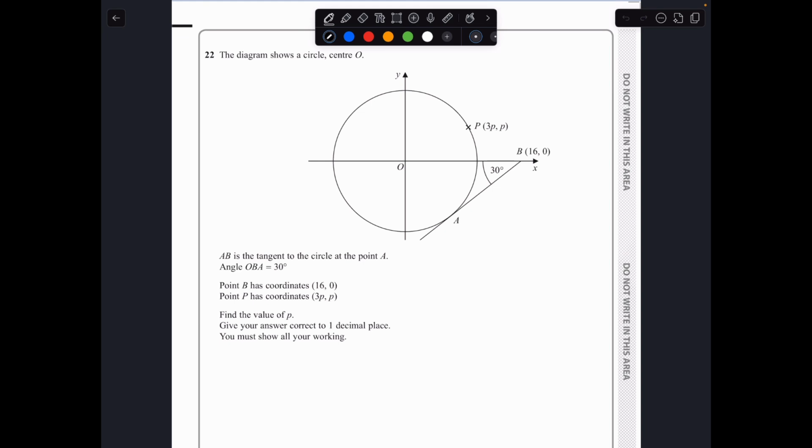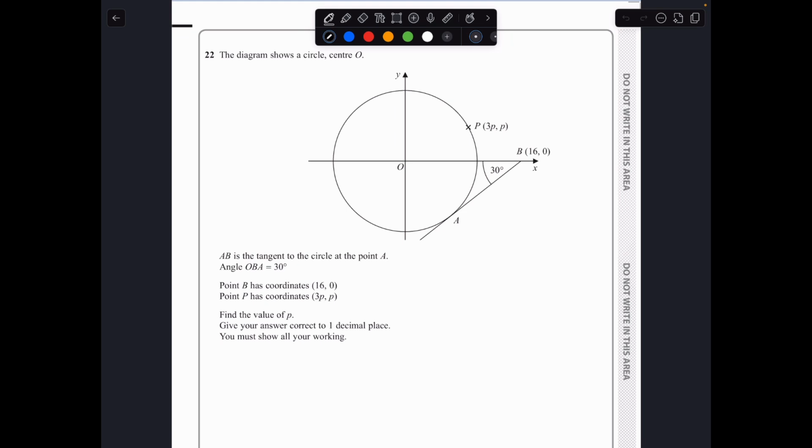Today we're going to go through question 22 from the June 2019 higher tier GCSE maths paper, paper 3. So let's see what the question's asking us. The diagram shows a circle with the center O. Then we have our diagram.